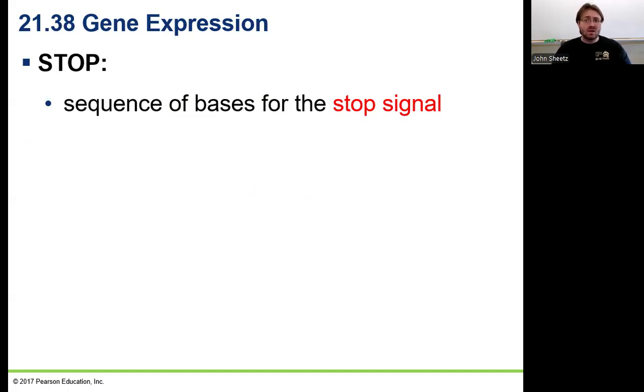What signals the strand of RNA to stop synthesizing, to stop copying the DNA, and to just terminate is a sequence of bases on the DNA known as a stop signal or a stop codon. A codon being a group of three nucleotides that code for a single amino acid. In this case, it's known as the stop codon.